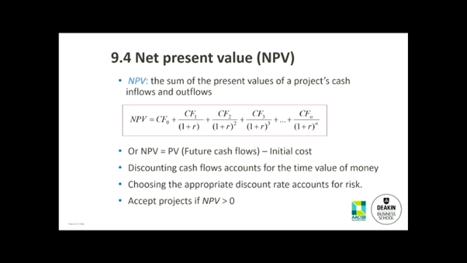So step 1, your initial investment. Step 2, present value of all of future cash flows. Step 3, sum up. Step 4, you have net present value. Step 5, as long as it is bigger than 0, you accept it. That is net present value. Let's look at the slides step by step.